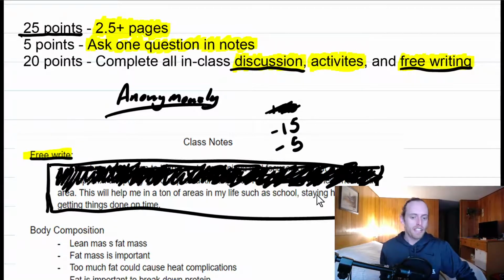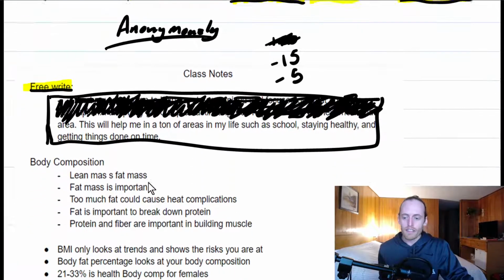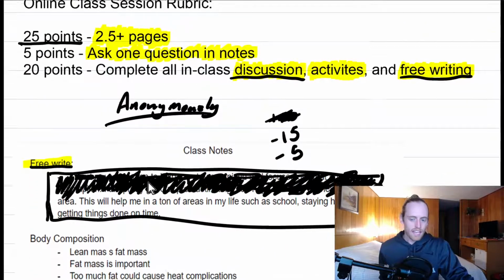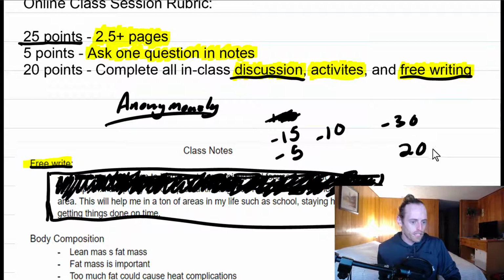Now we're looking at discussions, activities, and free writing. They did 1 free writing activity, but they didn't do any of the discussions. And they skipped some in-class activities here. So I'm probably going to give them 50% credit, so that's another 10 points off. If we add this up, we're looking at minus 30, so they're getting 20 out of 50. If you attend class, you get 50 points. When you submit your notes and you meet all these requirements, you also get 50 points. So they're going to get 40% for this. That is not a very good grade.